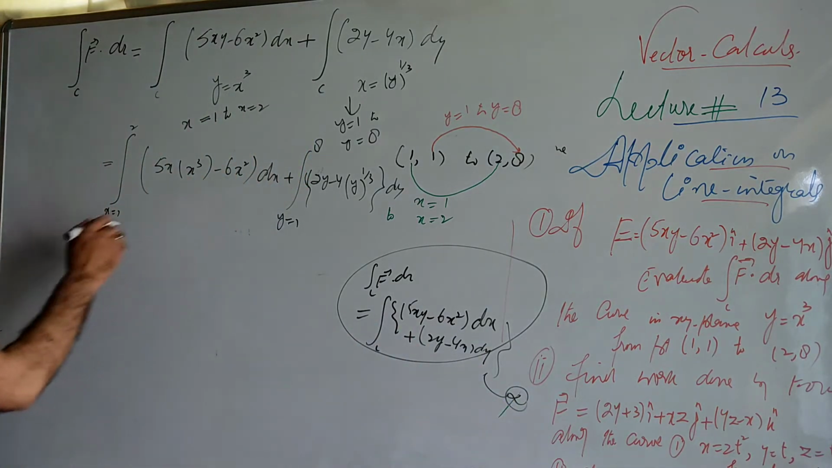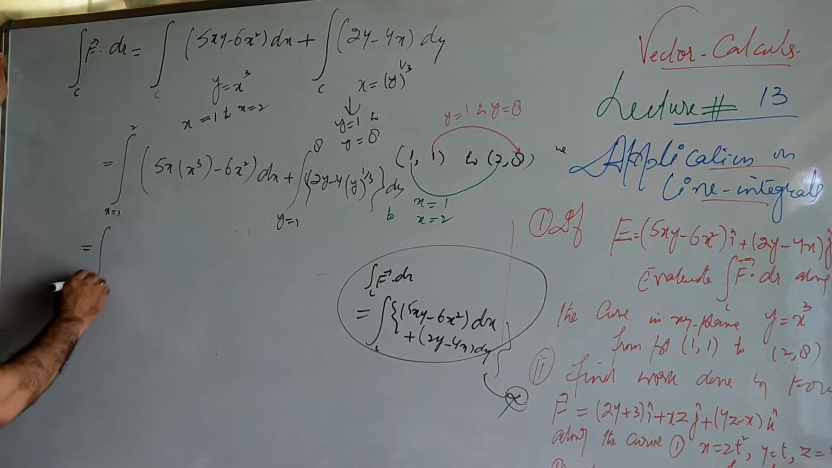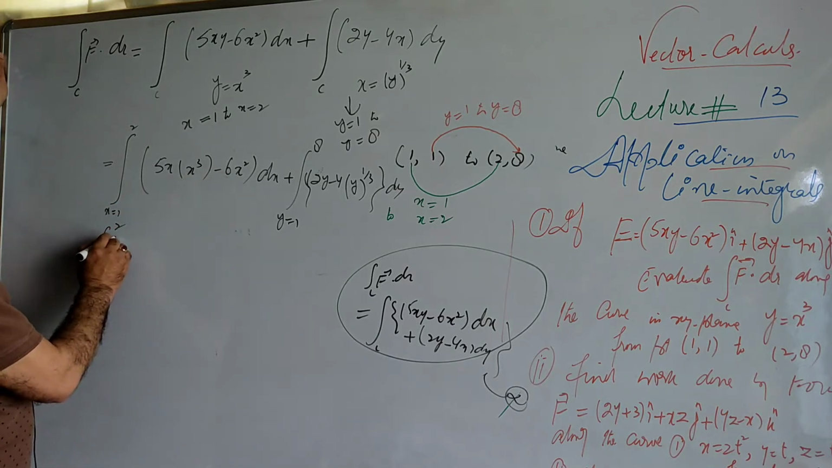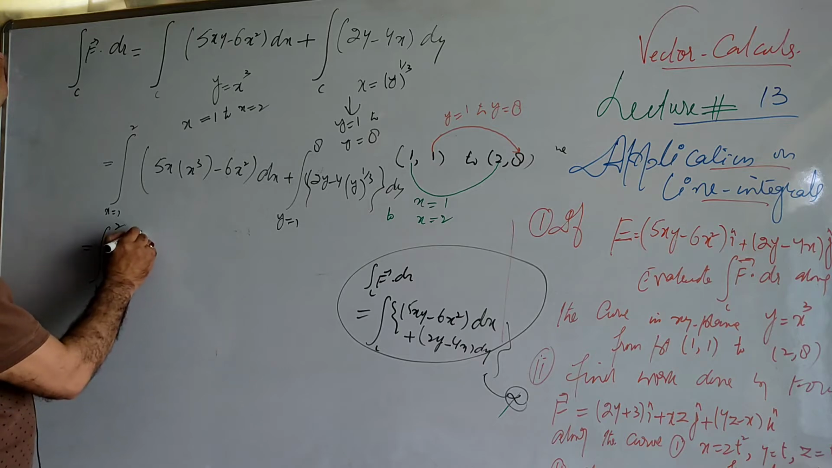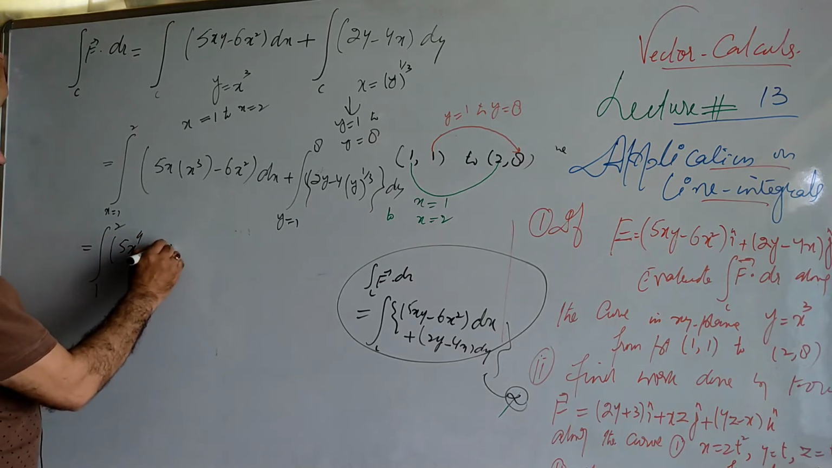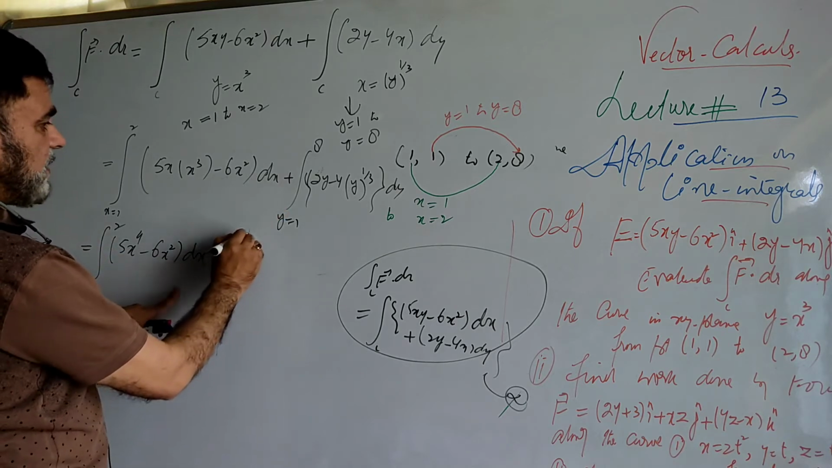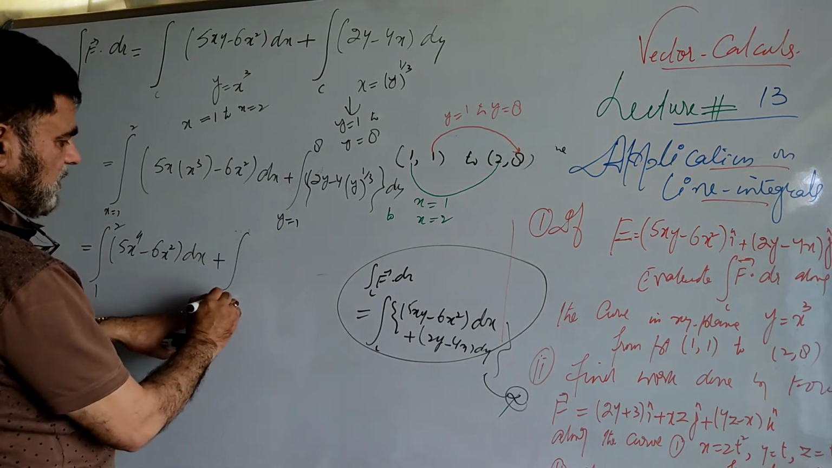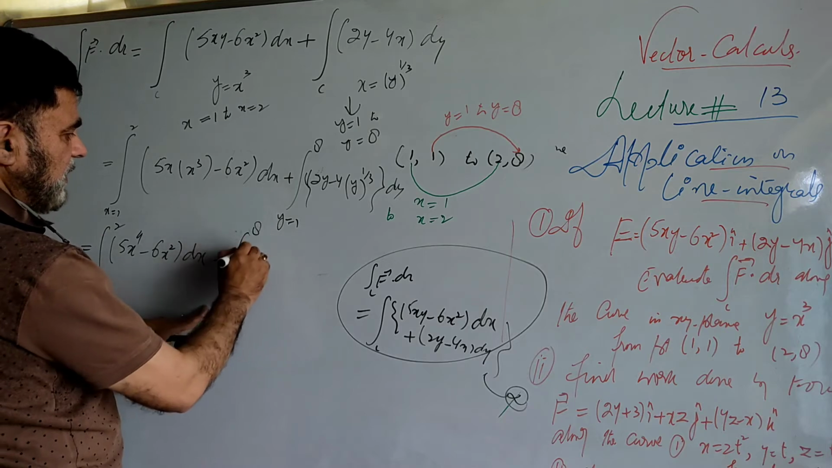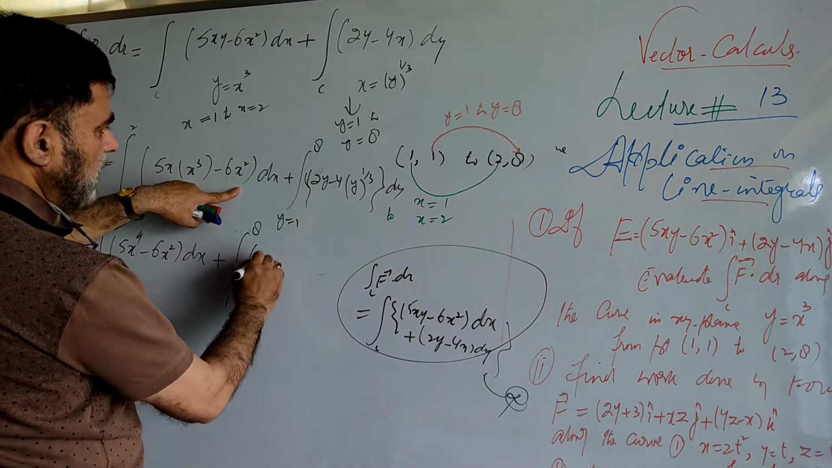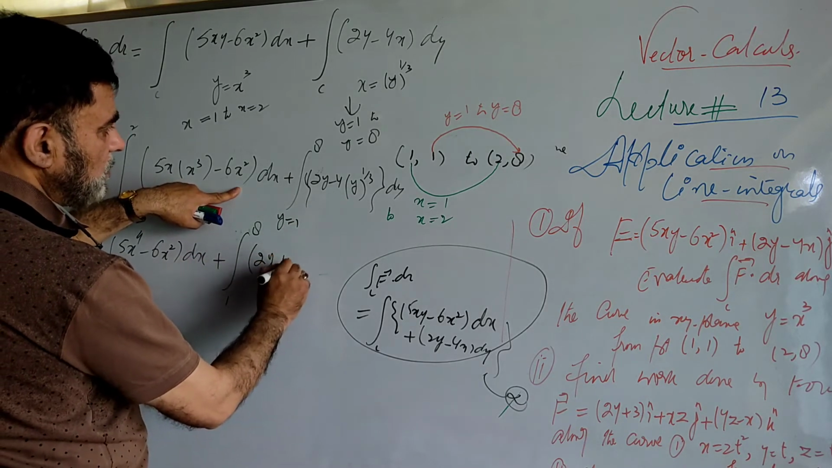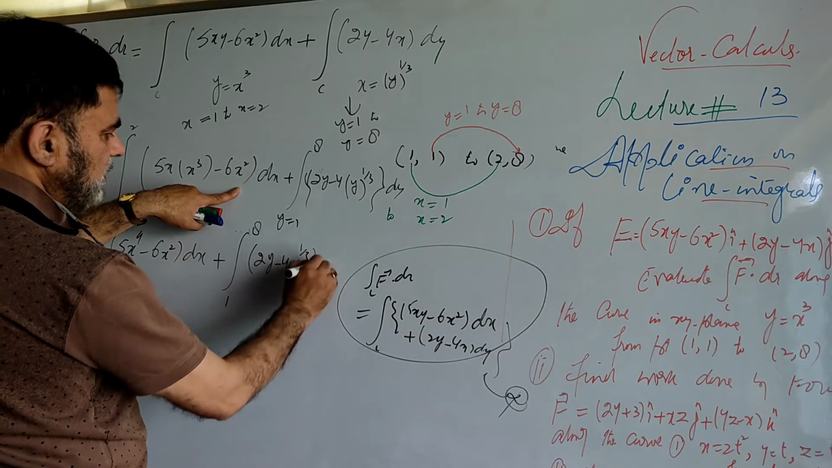Well, now you see, this is your integral from 1 to 2. Now this is for x. This comes out to be 5x to the power 4 minus 6x square. This is your dx. Then plus, for this y limit from 1 to 8, this is your 2y minus 4 y raised to power 1 by 3 dy.